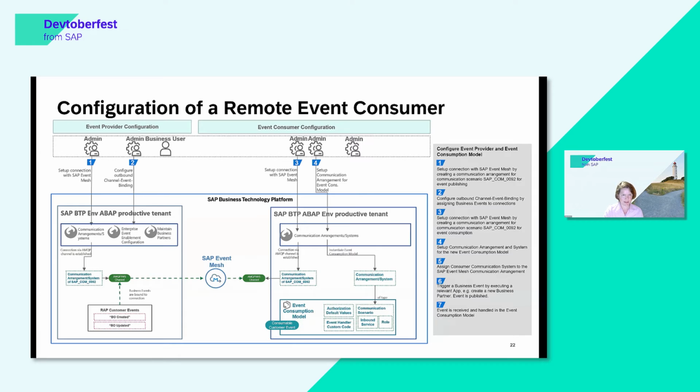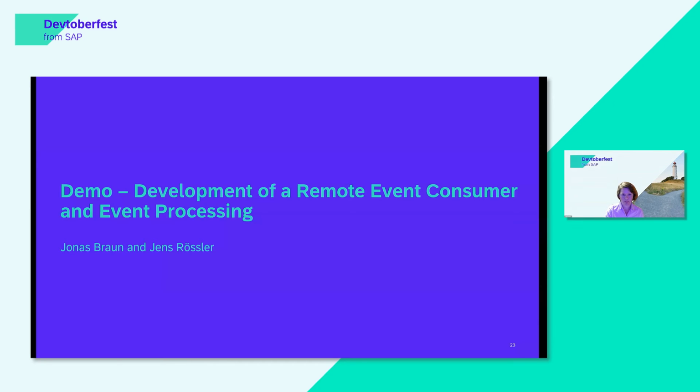And as the last step, someone needs to trigger the event. It's typically the business user. And once this is done, the event can be transported from the producing system to the consuming system and finally processed through the event consumption model that you have defined. And with that, I would like to hand back to Jonas and Jens to show us how to do that in the system.